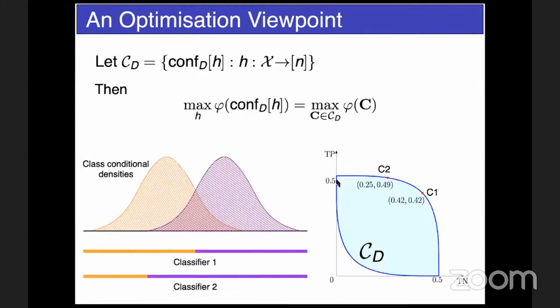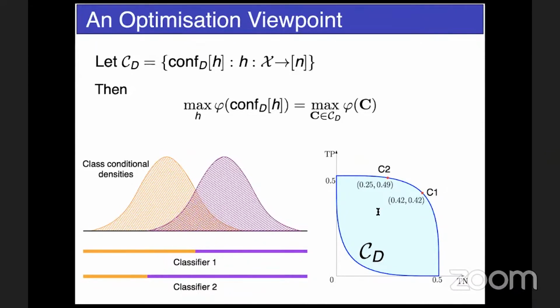So let's take the simpler 2-class example. You have a 2-class example here, and let's consider these 2 classifiers. Classifier 1 seems like a very intuitively natural classifier, which just says everything to the right of this point is purple, everything to the left of this point is orange. This classifier happens to achieve true positive and true negative numbers of 0.42, 0.42. Then you can ask, what about classifier 2, which is going to get almost all of the purple correct, but miss a lot of the orange? That classifier would achieve a true positive and true negative of 0.25, 0.49. That's captured by this point.